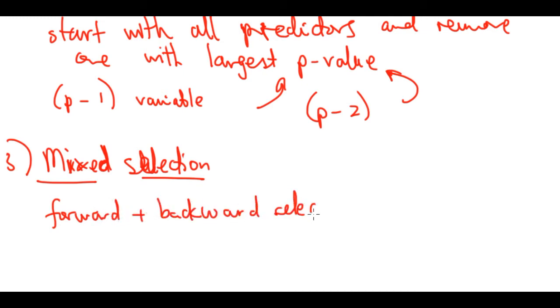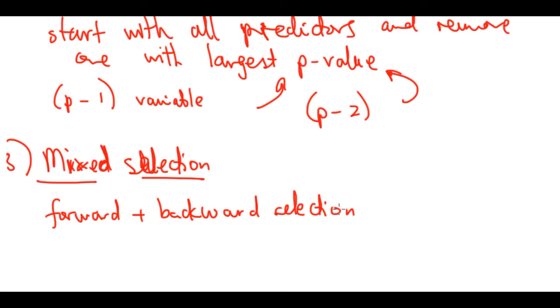Forward plus backward selection. So you start with no variables, as with forward selection, and add the variable that provides the best fit, or that provides the lowest RSS, just like forward selection, right? And then you continue to add variables one by one. Now, you'll be monitoring the p-values. The p-values can become larger as new predictors are added to the model. Hence, if at any point the p-value for one of the variables in the model rises above a certain threshold, then you remove that variable.